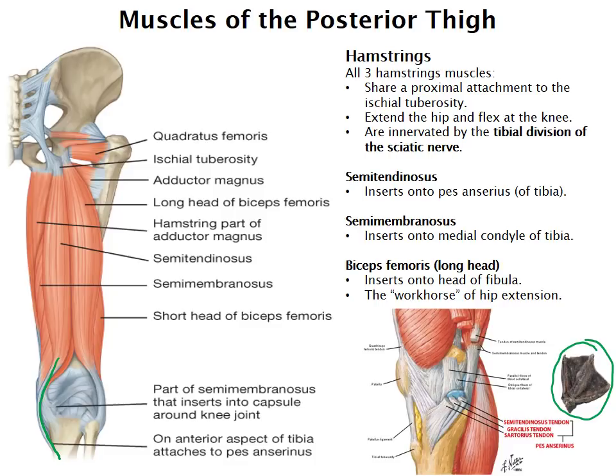The semimembranosus is just deep to the semitendinosus. It has a shorter tendon and inserts more proximally onto the tibia than that of the pes anserinus. The long head of the biceps femoris is on the lateral half of the posterior thigh and inserts onto the head of the fibula.